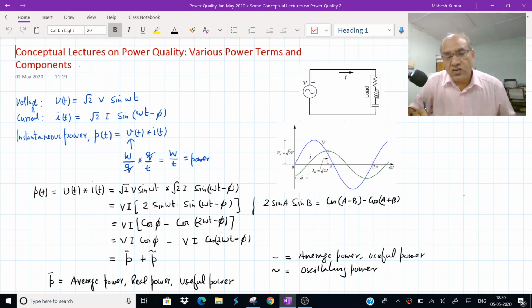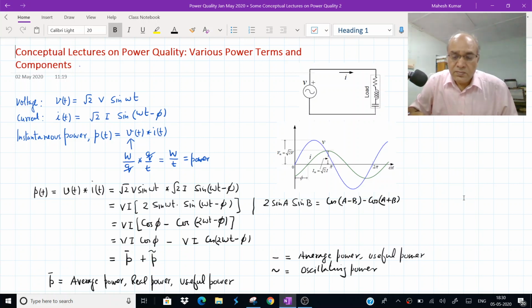So it is often seen that students have some confusions on various power terms, various power components. So we will try to understand these power components and differentiate between them and how they have been derived and denoted. So I will talk about those aspects.